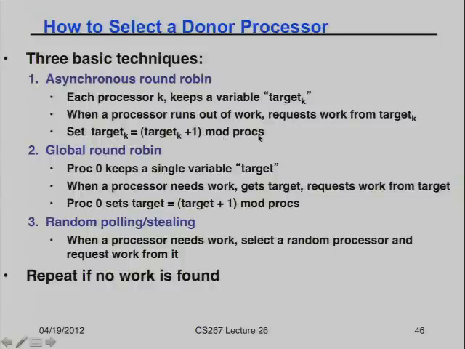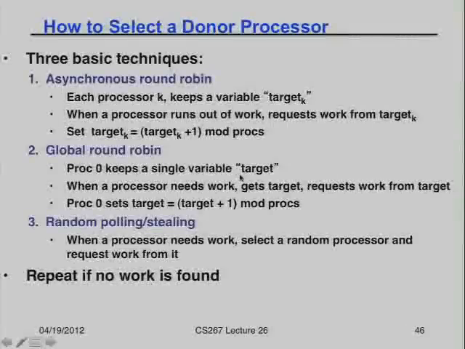A perhaps better way to do it, to make sure that no processor is skipped, is to keep a single target. Processor 0 keeps a single target, and when anybody needs work, you do round robin on that. So you go to processor 0, you get the single pointer, and you go from target to target plus 1. That makes sure everybody gets asked an equal number of times. But there's a bottleneck, right? If everybody has to go to processor 0 to get the single target. And so even though people did this for a while, it obviously has had its problems.